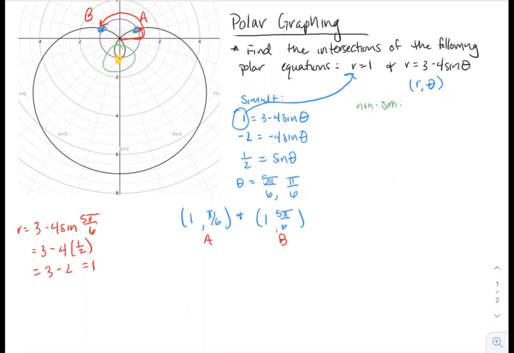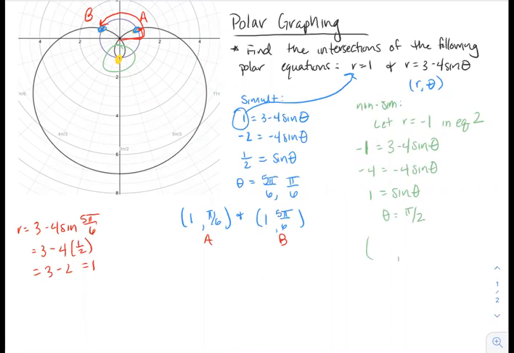So what we're going to try, because we were given an r, we're going to let r be the negative of what we were given. So we were given r equals 1. Let's try r equals negative 1 in equation number 2. So we have negative 1 equals 3 minus 4 sine theta. We're going to solve for theta. So subtract 3 from both sides, we get negative 4 equals negative 4 sine theta. Divide by negative 4 on both sides, you get 1 equals sine theta. Where is sine equal to 1? When theta is pi over 2.